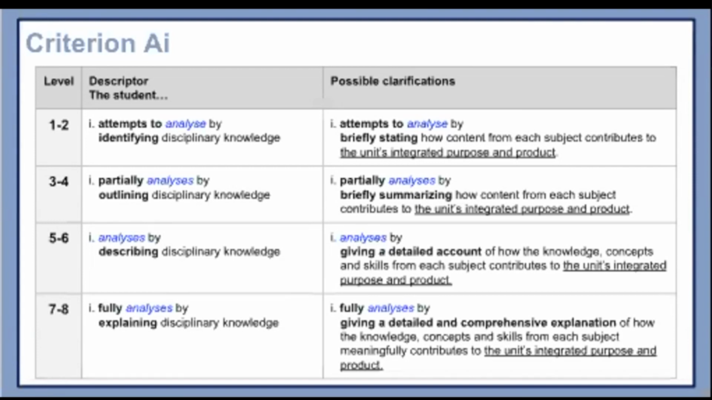The part that says the unit's integrated purpose and product, that would be replaced by whatever's happening in the unit. Yeah, you'd make that task specific.